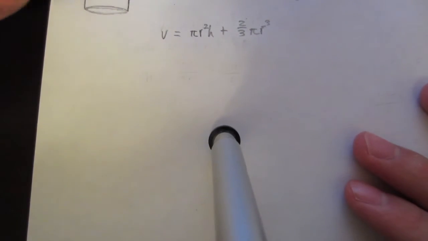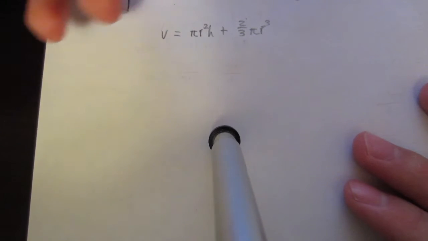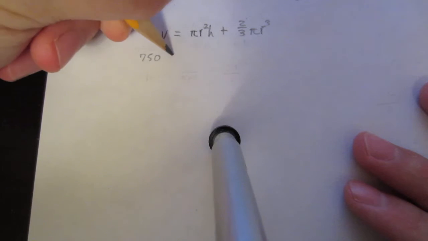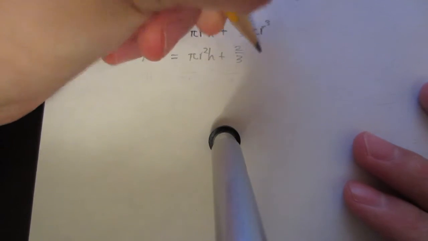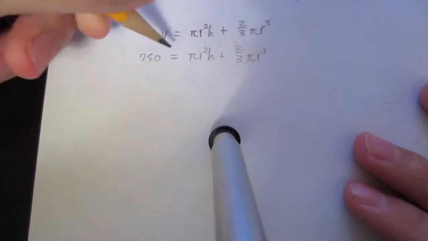And since we know that the volume is equal to 750 cubic meters, we can substitute V for 750. Isolate for H.